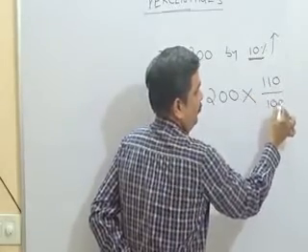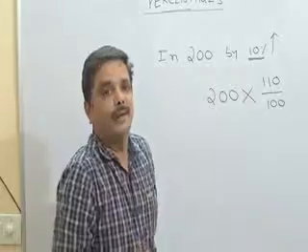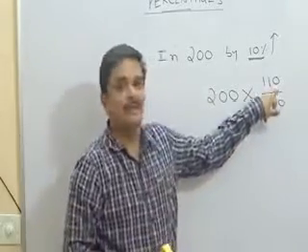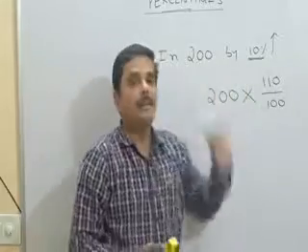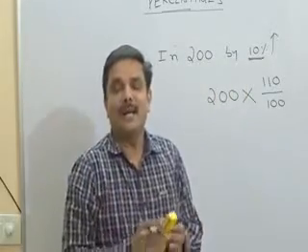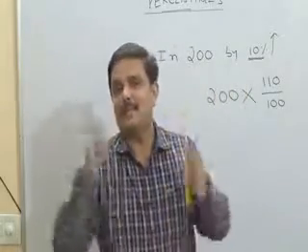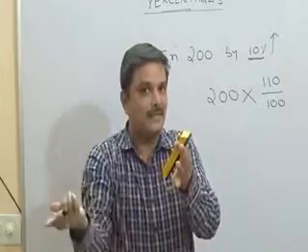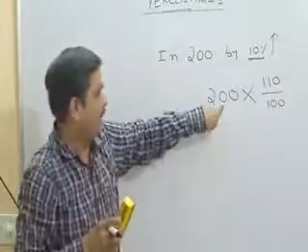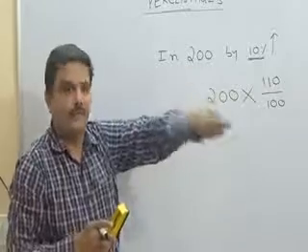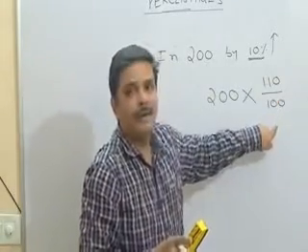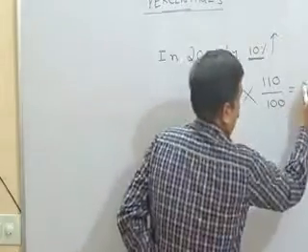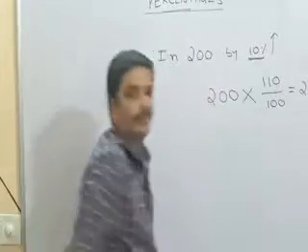Remember, 110 by 100. What is this 110 actually? 110 is generally when you are talking about one number, that number percentage wise, I should take that number as 100%. Now I am increasing 10% for that one, and that should be based on this original number. For that reason, 200 into 110 by 100. You will get the same answer. That should be 220. Alright.